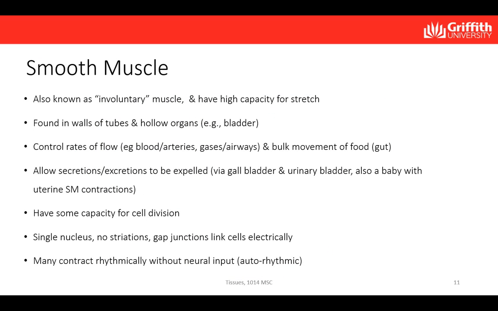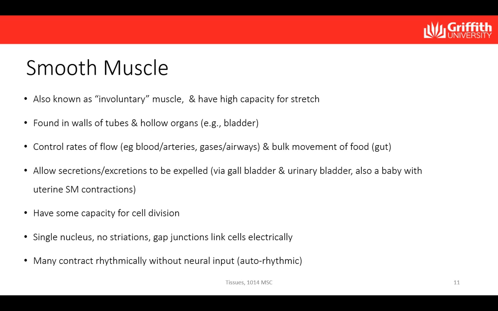Moving on to smooth muscle now. Smooth muscle, also known as involuntary muscle, has a high capacity to stretch. It is generally found lining the walls of tubes, such as blood vessels and hollow organs like the bladder. In arteries, they control the rate of flow, while in our gastrointestinal tract, they help in moving food. Smooth muscle also helps in secreting or excreting substances that are stored in the bladder. They also have the ability to divide when necessary.